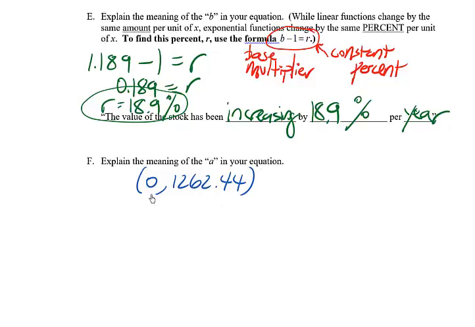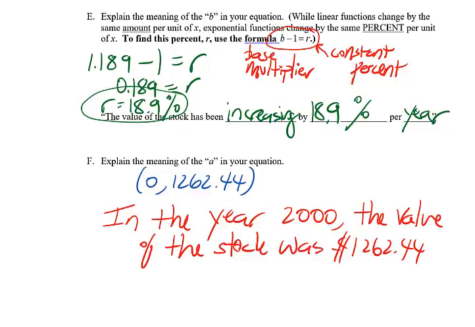The 0 would be number of years since 2000, in other words, the year 2000 itself. The second number would be the money, and so my meaning statement would simply be, in the year 2000, the value of the stock was $1,262.44. The y-intercept, remember, is always just some sort of starting value. So all we're saying is that in the year 2000, that was our starting year, this is how much the stock was worth.